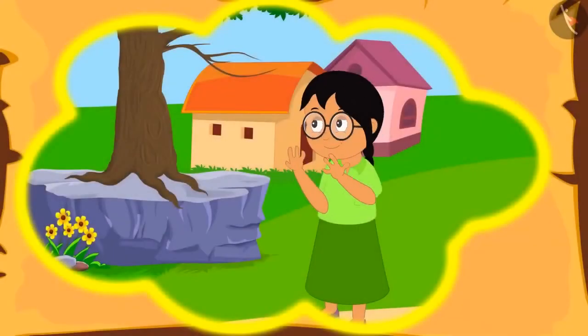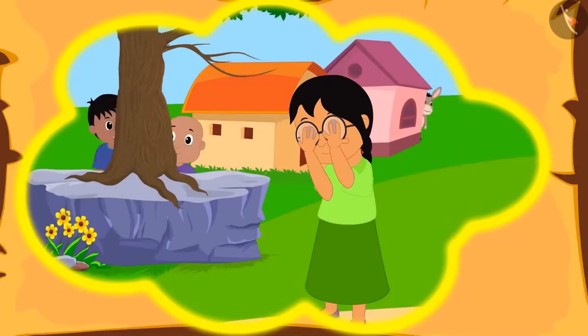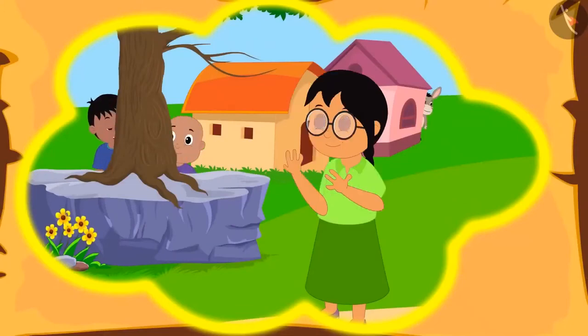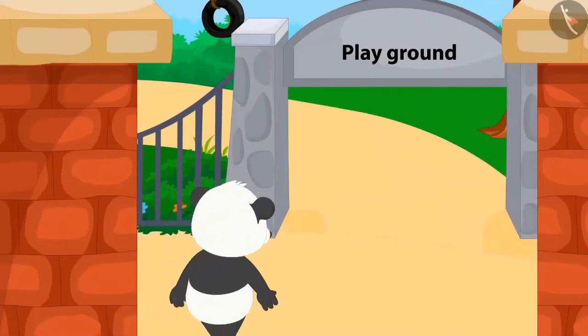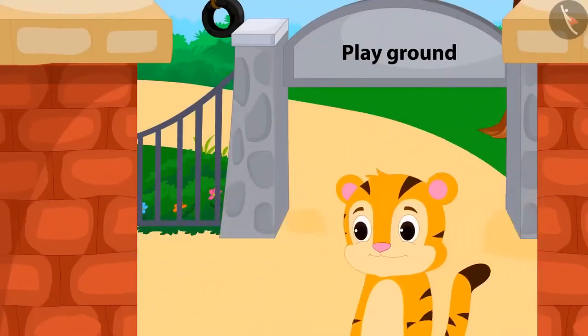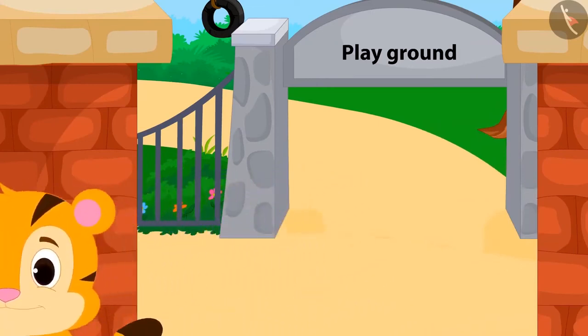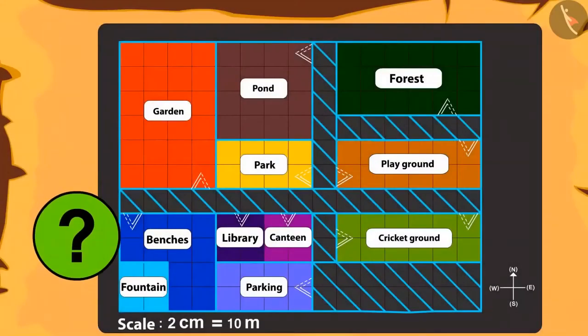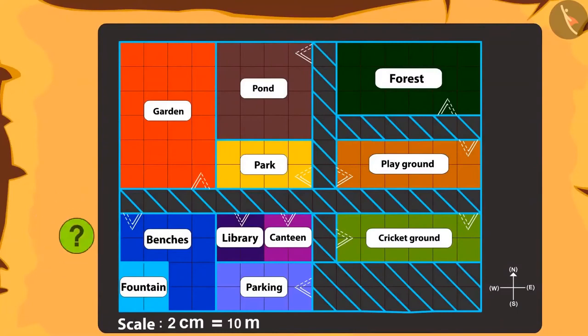Golu tells Chanda that they played the game of hide and seek too. Golu was hiding behind the gate of the playground and Sher Khan was hiding in the place right in front. Can you tell which was the place where Sher Khan was hiding? Absolutely correct. Right in front of the playground is the park. Sher Khan was hiding inside the park.